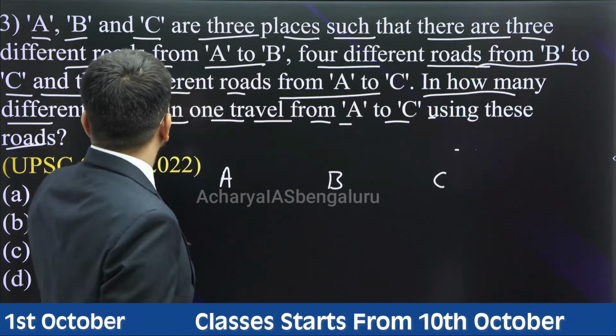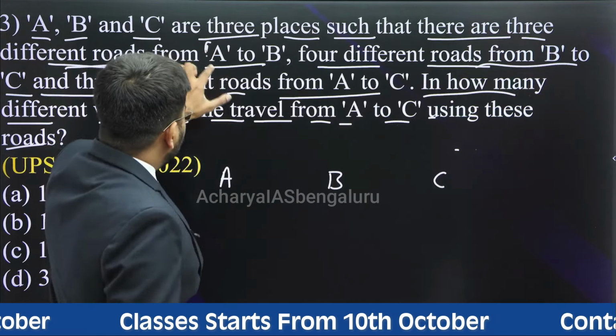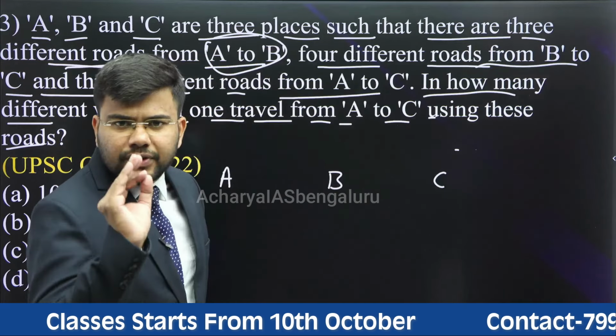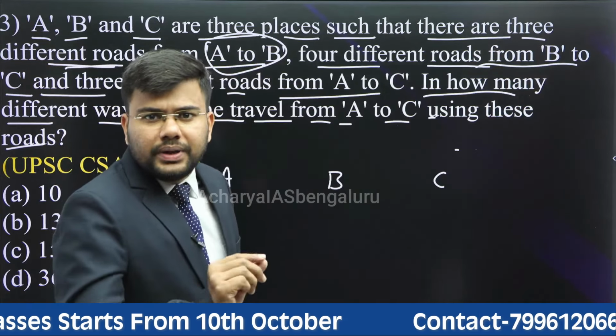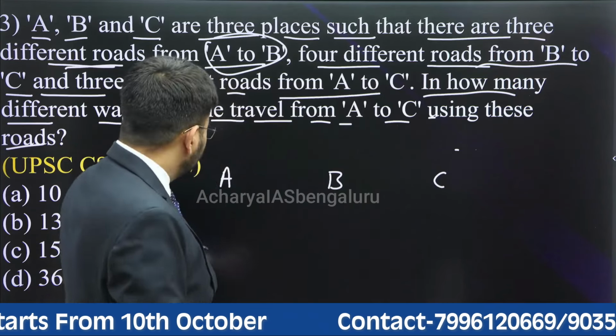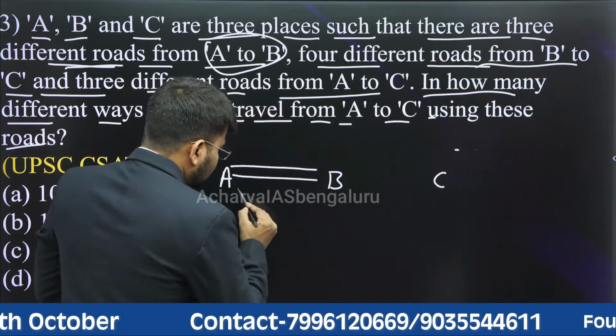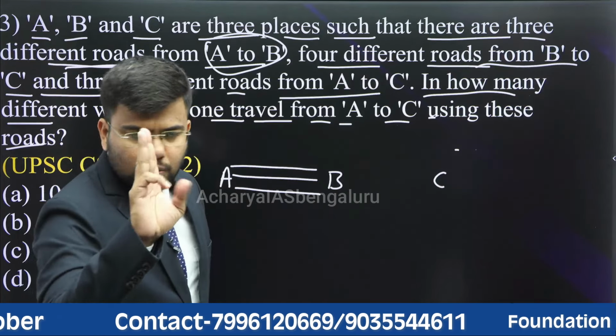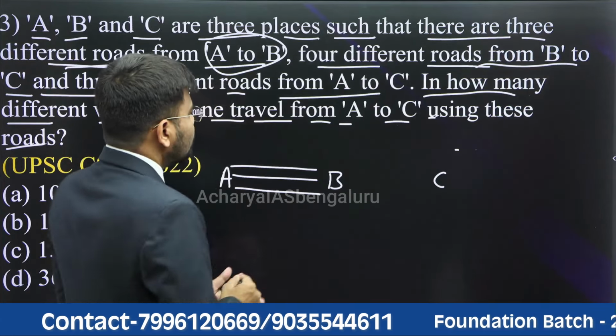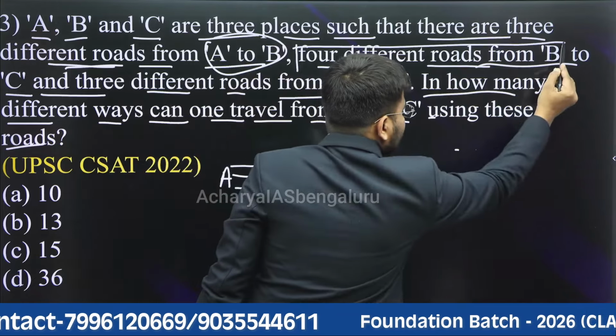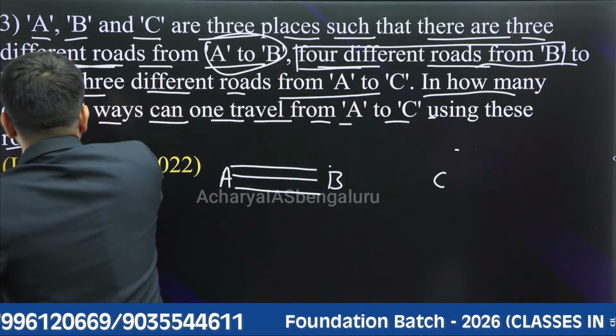So now, 3 different roads from A to B. How many different roads are there from A to B? There are 3 different roads. First road, second road, third road. 3 different roads are there. Fine? Yes.